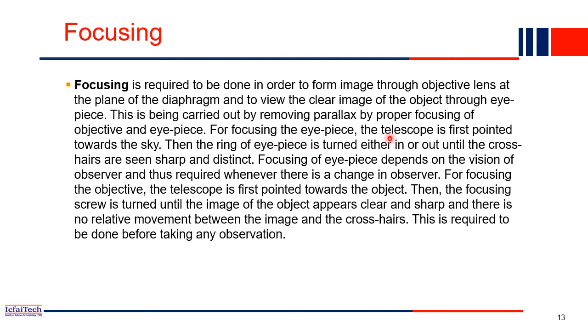So for focusing the eyepiece, the telescope is first pointed towards the sky. That's how we have to do it. First you point it toward the sky, and then the ring of the eyepiece is turned either in or out until the crosshair is seen sharply.